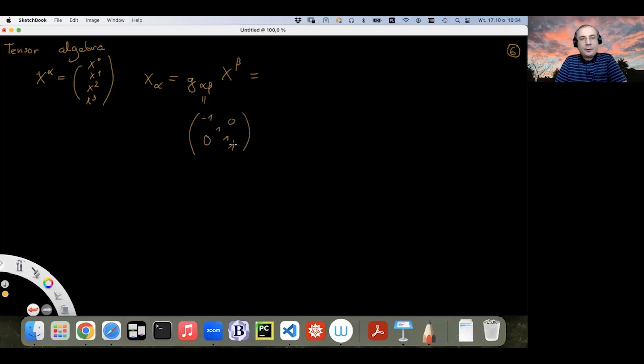So we're left with the diagonal terms, so it will be g00 x0 plus g11 x1 plus g33 x3. However, this is only true because we are in an inertial frame. g00 is minus 1.